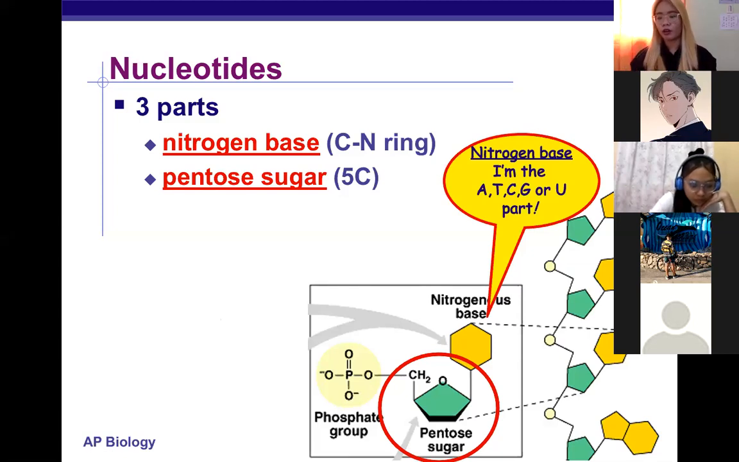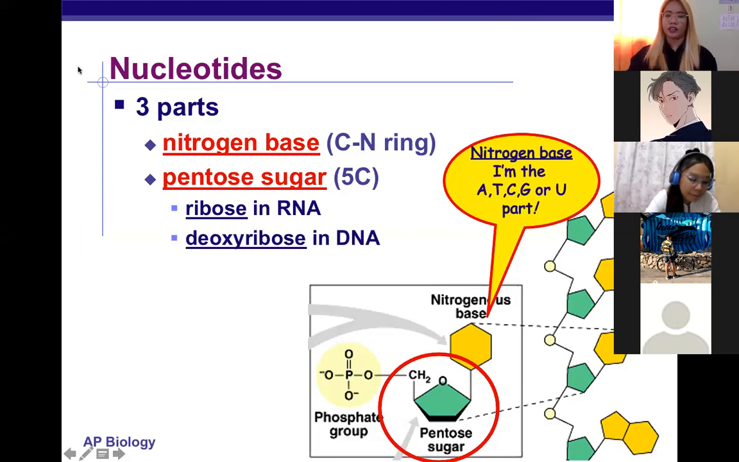So, they are similar because pareho silang nucleic acid, pareho silang made up of nucleotides, at pare-pareho silang ang nucleotide ay may nitrogenous base, may pentose sugar, at saka may phosphate group. In what way are they different? The number of strands, syempre DNA dalawa, yung RNA isa lang. In the kind of sugar that they contain, yung isa ay ribose, yung isa ay deoxyribose. Tapos in terms of the nitrogenous base, kasi yung DNA ay may thymine, pero yung RNA ay merong uracil.